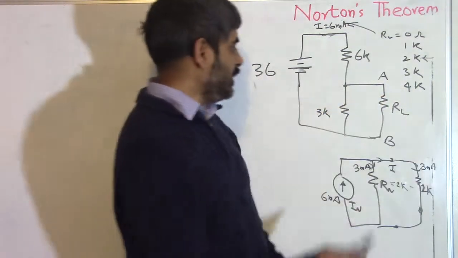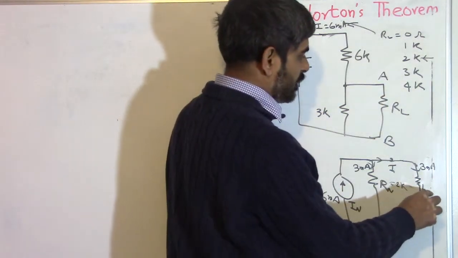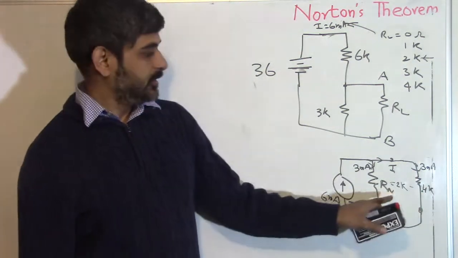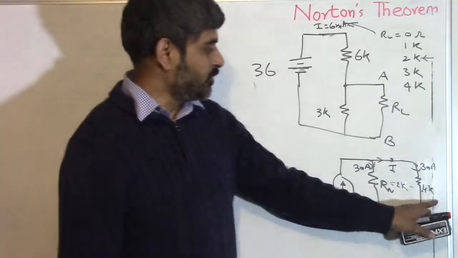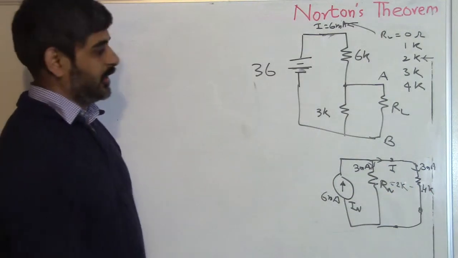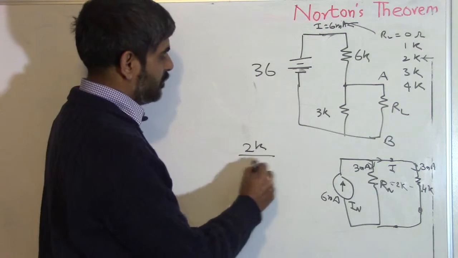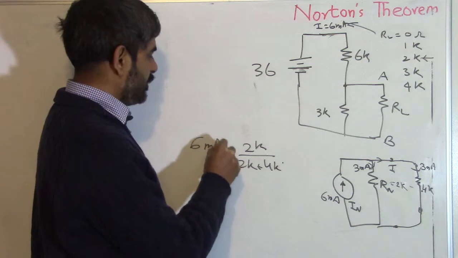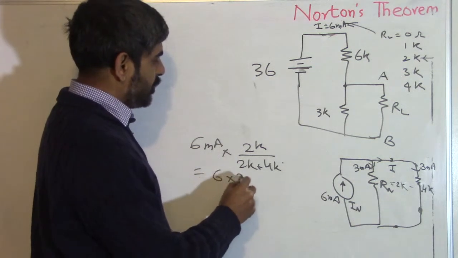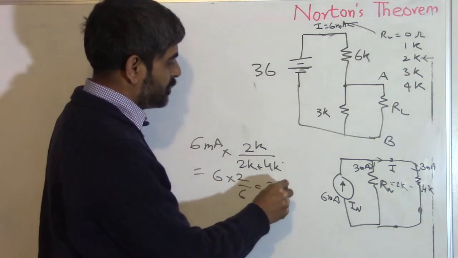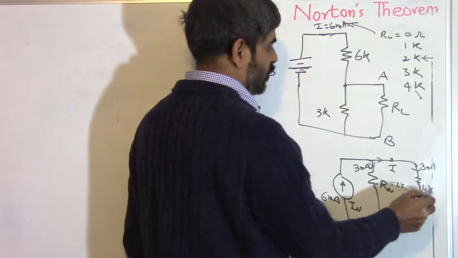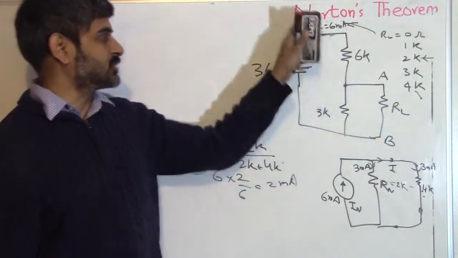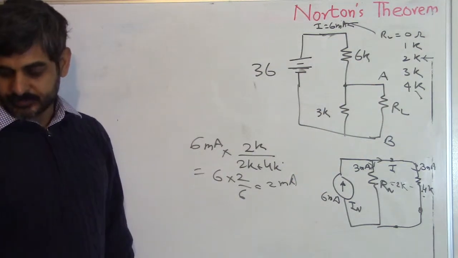Or if this resistor is 4K, less than half of the current will flow in the higher resistor and more in this resistor. So how do we find the current in the 4K? That will be 2K divided by 2K plus 4K multiplied by 6 milliampere. 6 multiplied by 2 by 6 is 2 milliampere. In this one, if this is 4K, the current will be 2 milliampere. So that's how we can find out for different load resistors the values of the currents.